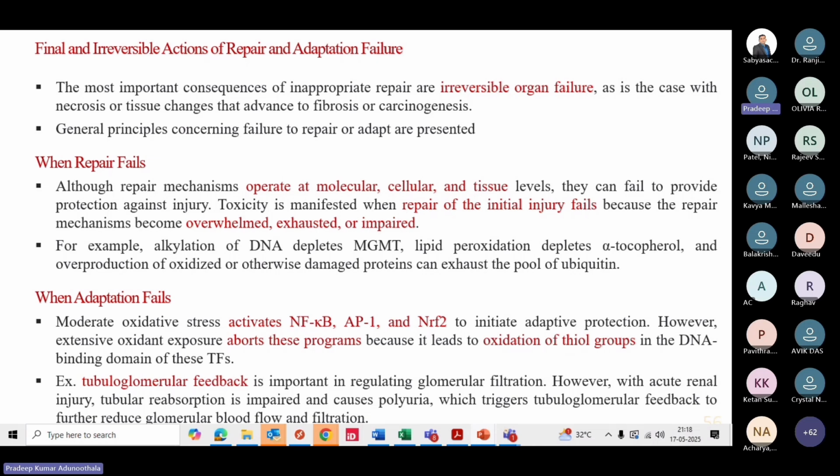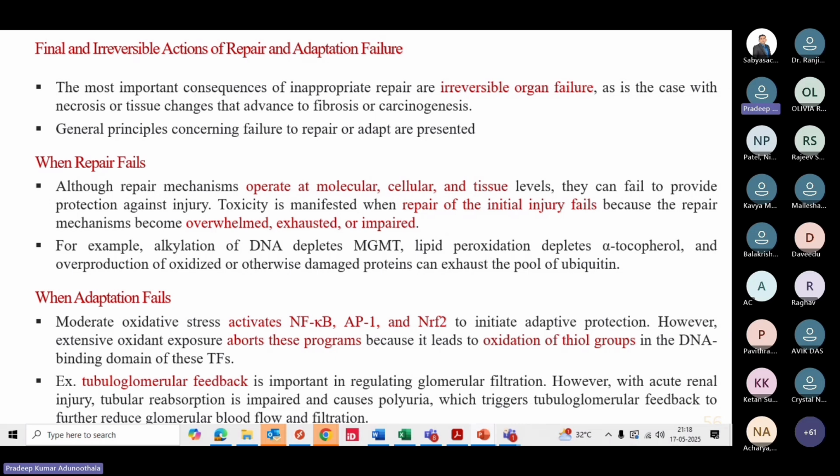Other than the repair mechanism, if adaptation fails, what happens? So there would be moderate oxidative stress that activates the NF-κB phosphorylation pathway, or AP1 or NRF2 phosphorylation pathway, that initiates the adaptive protection. However, extensive oxidant exposure aborts these programs, because that leads to the oxidation of thiol groups in the DNA binding domain of these transcription factors.